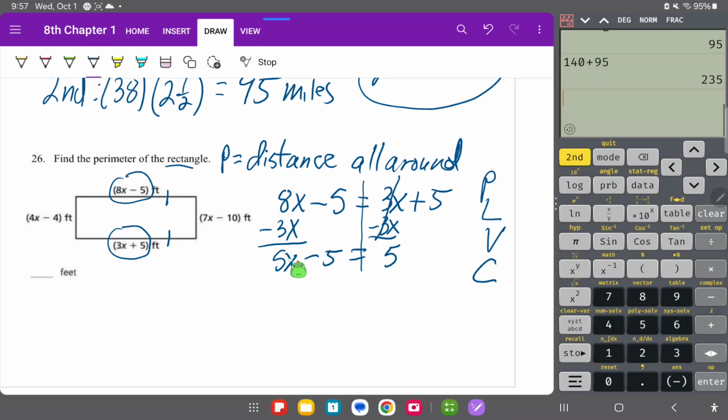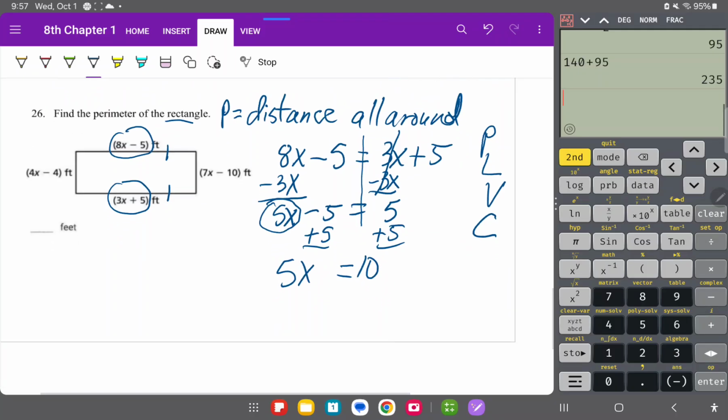Now I have this. I need to get this alone. So I've got to deal with that next to it. So I'll add 5. So bring down your 5x. Bring down your equals. Bring down your 10. All right, so now we're ready to divide. Divide by 5. So x will equal 2. Now that's not the final answer.